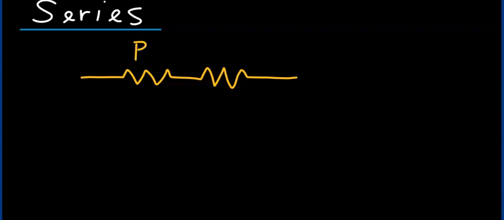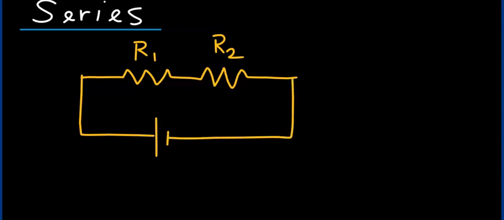Let's look at two resistors in series as shown by this diagram. So you have resistors R1 and R2. Now these resistors are connected to a battery like that. Let's call the EMF of the battery E. So obviously this is a positive terminal and that's a negative terminal.